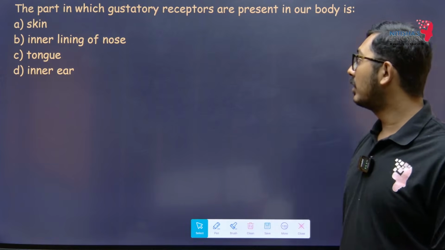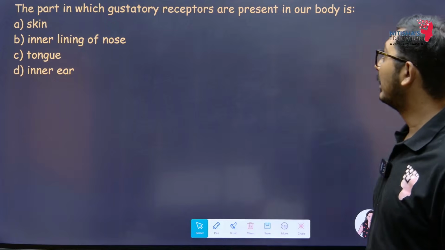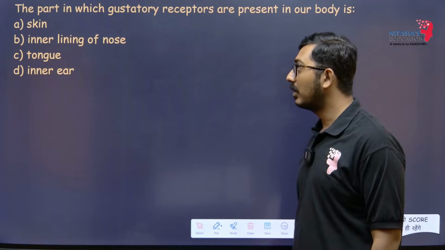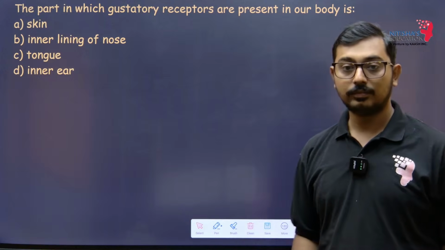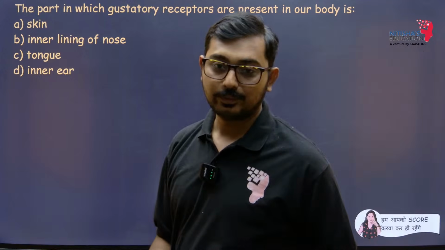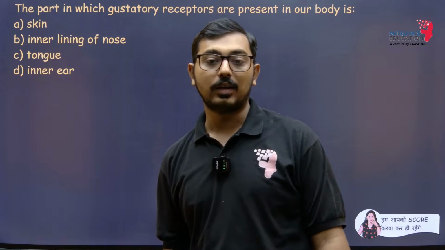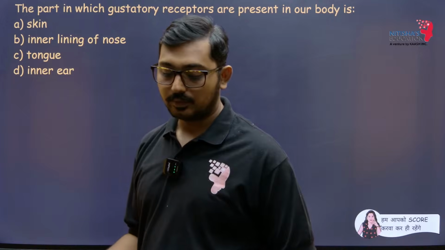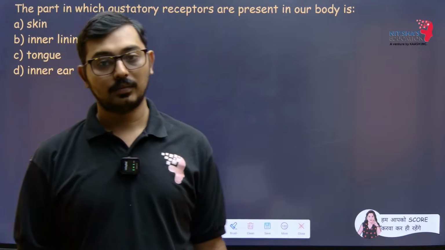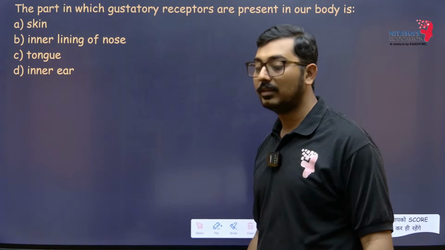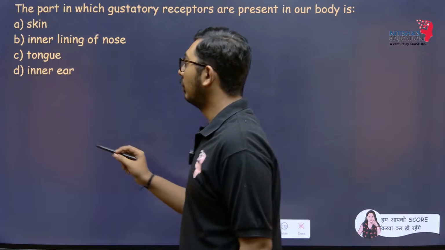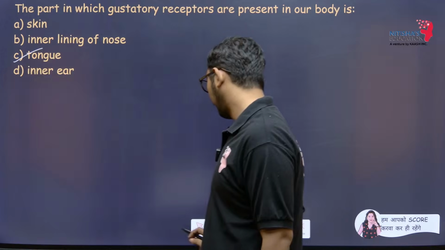The part in which gustatory receptors are present in our body is... gustatory receptors. So what do gustatory receptors do? They are for the sense of flavors. Flavors can only be understood using the tongue. So C is the answer.